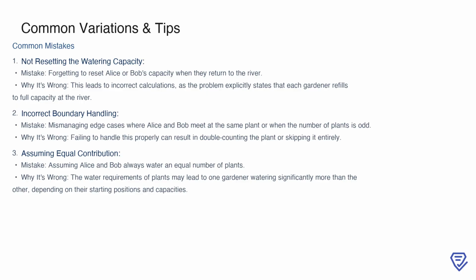Lastly, assuming that both gardeners will always water an equal number of plants is another pitfall. Water requirements vary across plants, and depending on their capacities and starting positions, one gardener might end up watering significantly more than the other. Understanding these nuances is key to avoiding errors.